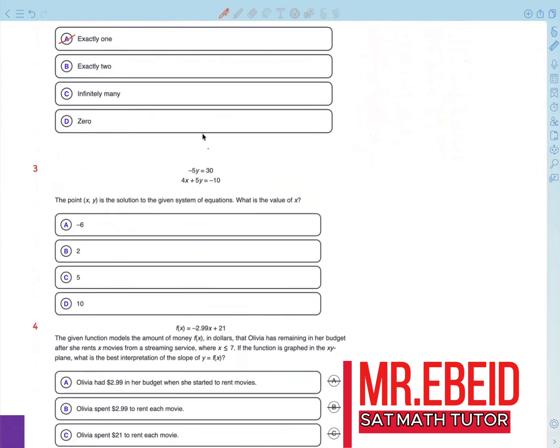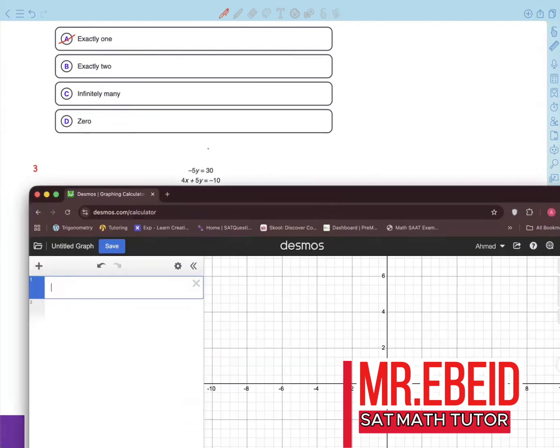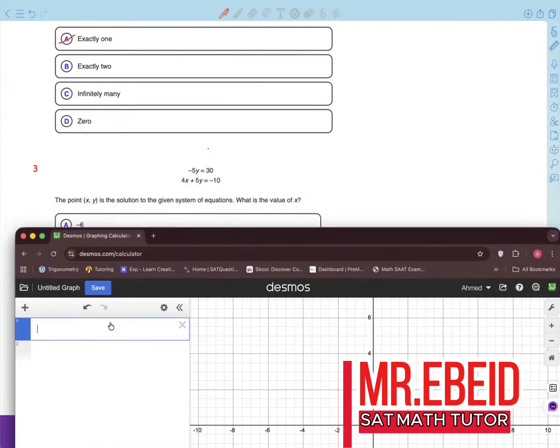We have negative 5y equals 30 and 4x plus 5y equals negative 10. The point x, y is the solution to the given system of equations. What is the value of x? This is an easy system of equations. You can divide both sides by negative 5, or you can use Desmos to answer this question. Just plug in the two equations.